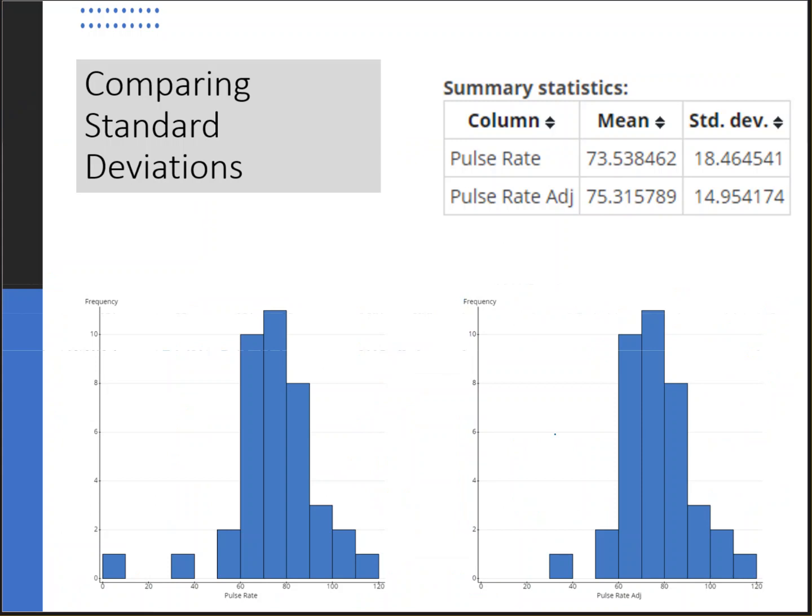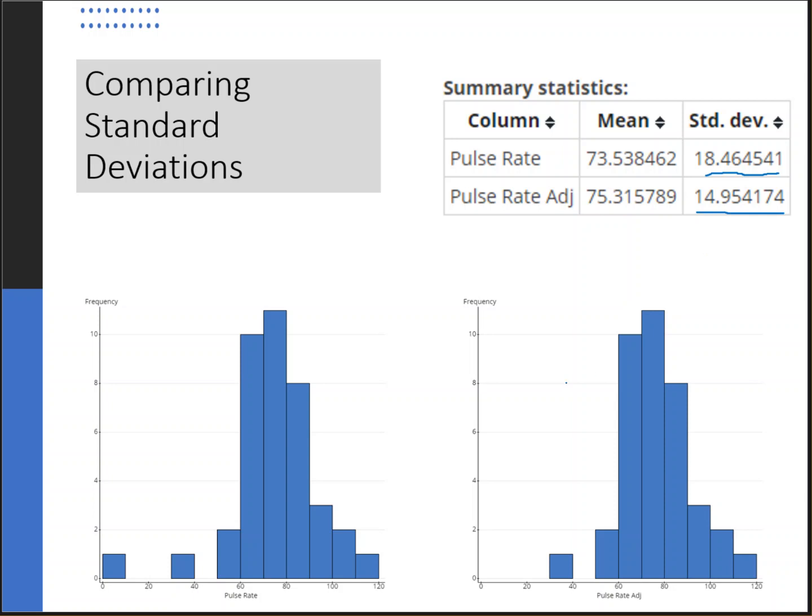You'll notice here that I have two normal distributions. This is actually the same distribution for pulse rates, which is, I believe, in one of our data sets that you can look up. And I can treat this data set as a population, or I could treat that data set as a sample. And you'll notice up here that the standard deviation that's given for the pulse rate, just the pulse rate, is listed at 18.46, whereas the standard deviation for the adjusted pulse rate is a different value of 14.95. That's because of those formulas that we saw on the previous page.